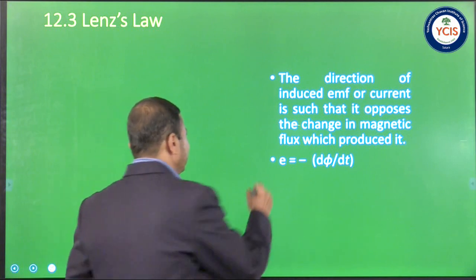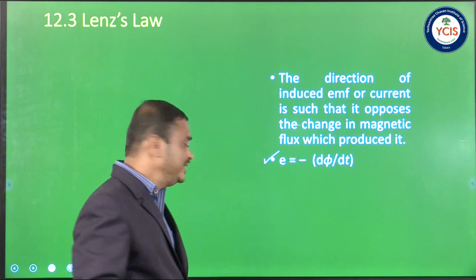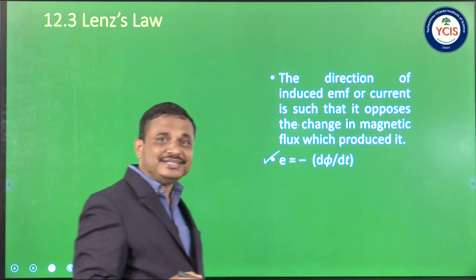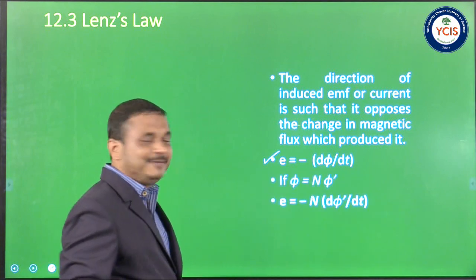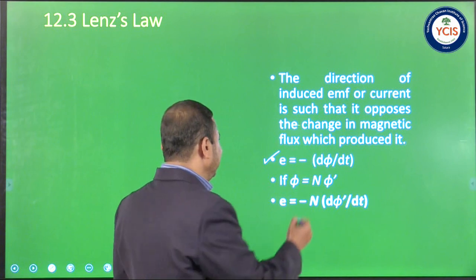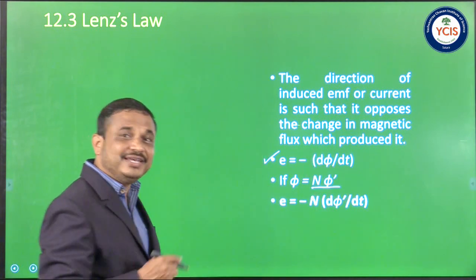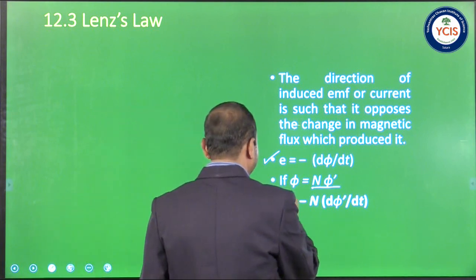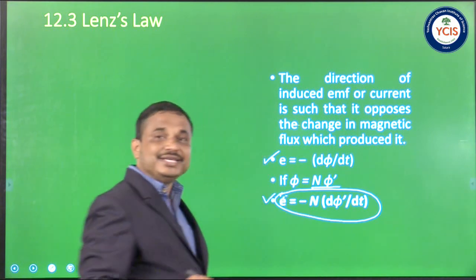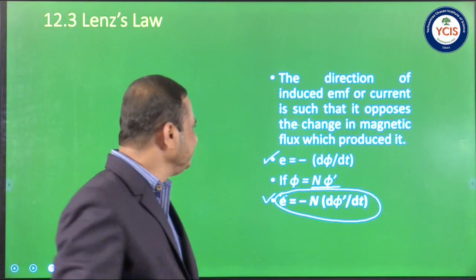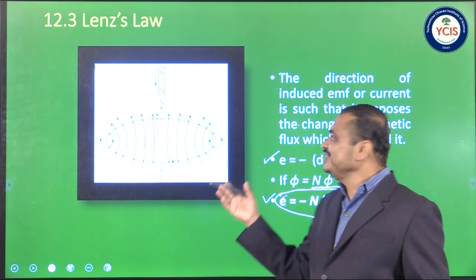We can write the mathematical equation of Faraday's law, that is E equals minus d phi by dt. The negative sign indicates that the direction of induced EMF is opposite to that of d phi by dt. But phi is the flux linkage and it is given by N phi dash, where phi dash is the flux linked with a single turn of the coil. So this can be written as E equals minus N d phi dash by dt. Okay. We can explain this Lenz's law with the help of this figure.